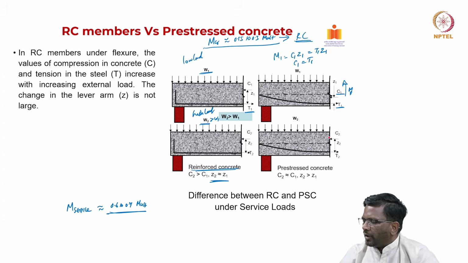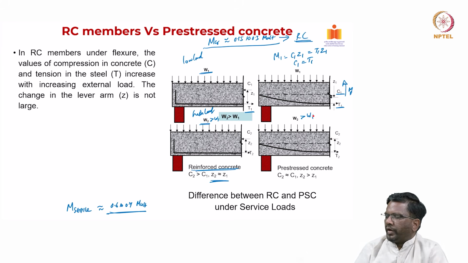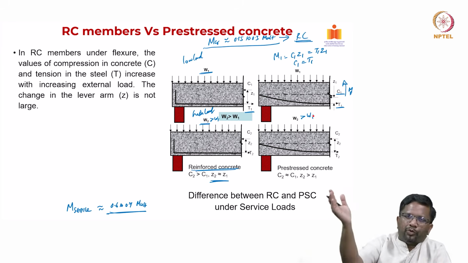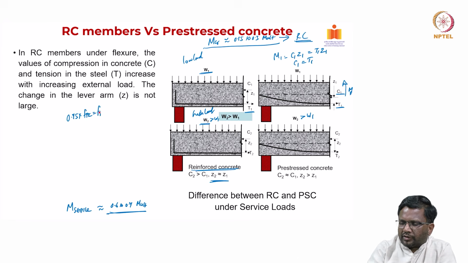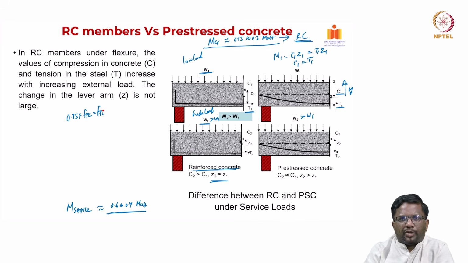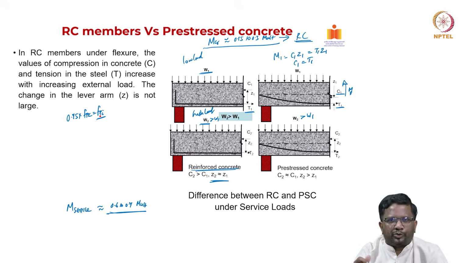Now, when I increase the load to W2, which is greater than W1, now you will find that C2 is going to keep moving up. So that means the lever arm is going to increase, because the initial stretching itself, we have seen, is 0.75 times FPK. This is your initial stress that we talked about, right? So FPK is your 1860 megapascal, so FPI will be 75% of your FPK, right? So initial force itself I have kept so much.